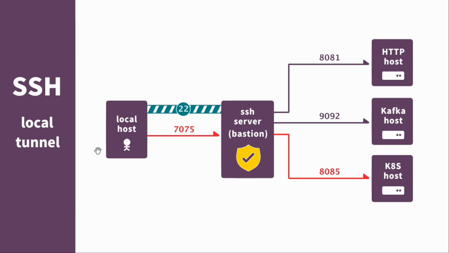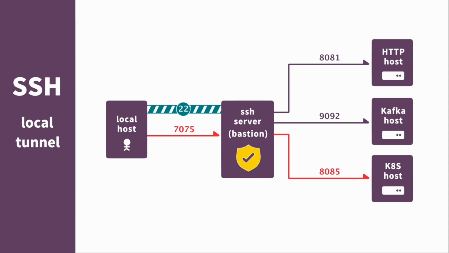Now for a developer in this local host, every request they send to 7075 will, with the help of the bastion server, eventually be sent to port 8085 of the Kubernetes host behind the scenes. SSH local tunneling allows you as a developer to access more than what you could do without it. And the prerequisite of this whole setup is you having a bastion server in the middle.